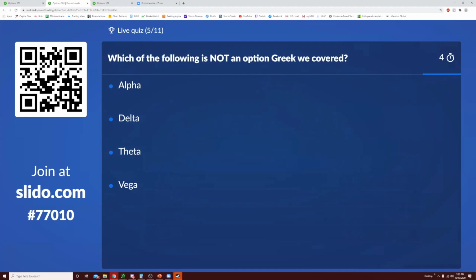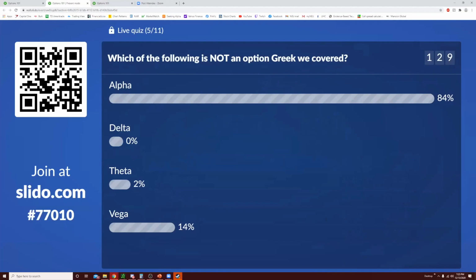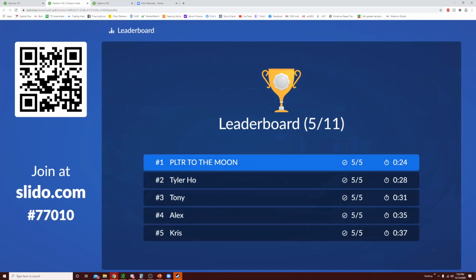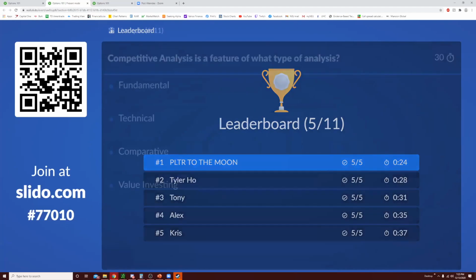Five. Okay. 84% of you said alpha. Yes, we did not cover alpha. Alpha is a very important investment management Greek, and it's commonly used in investments, but I did not cover that today. So Palantir, nice job expanding the lead. Good stuff. Here we go.